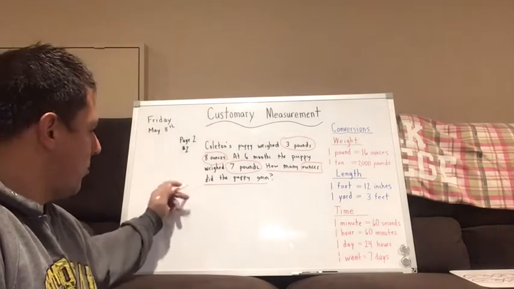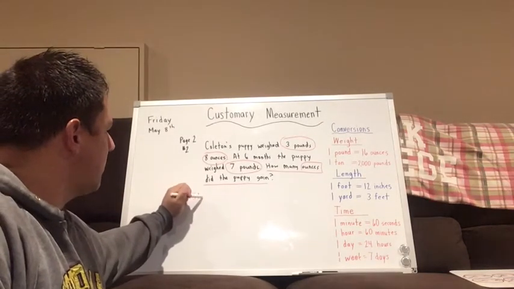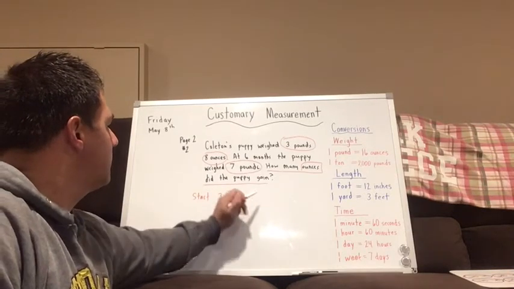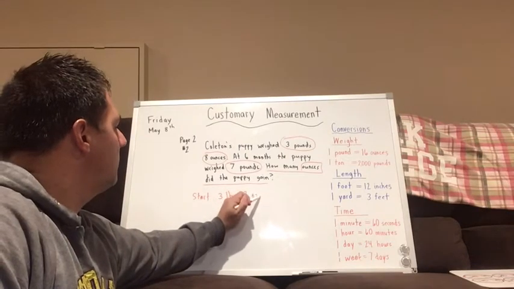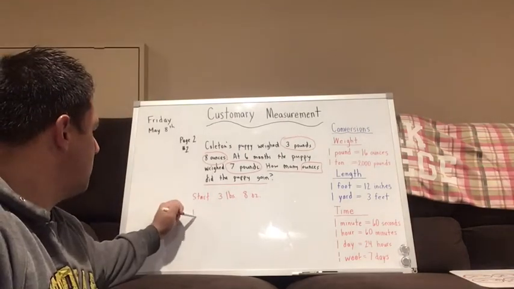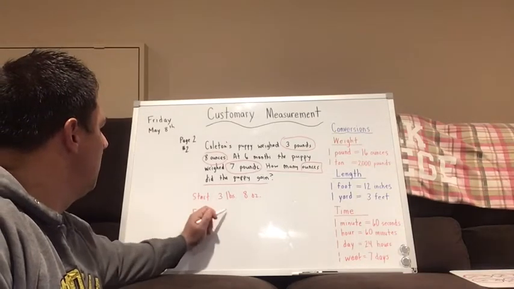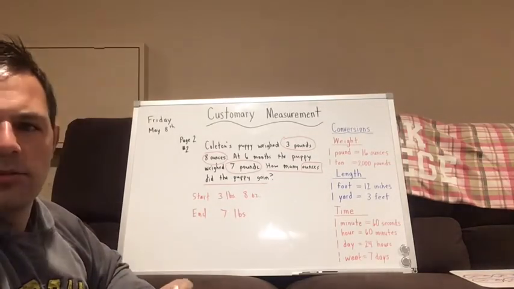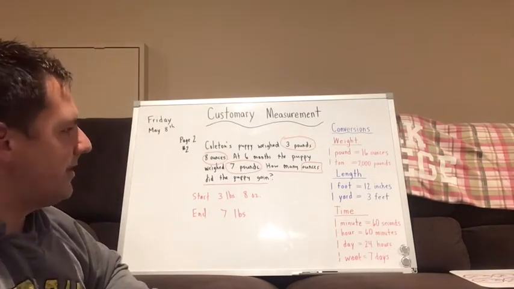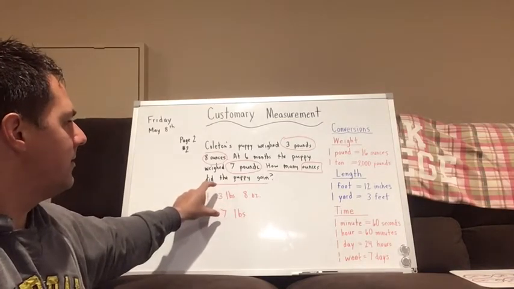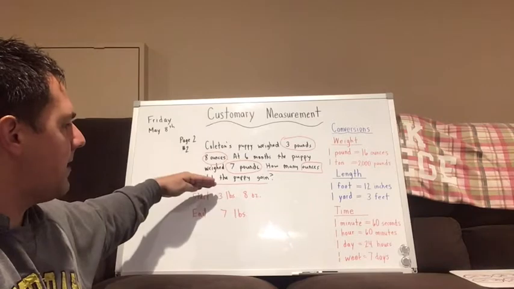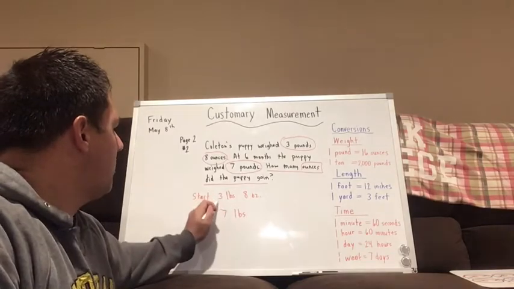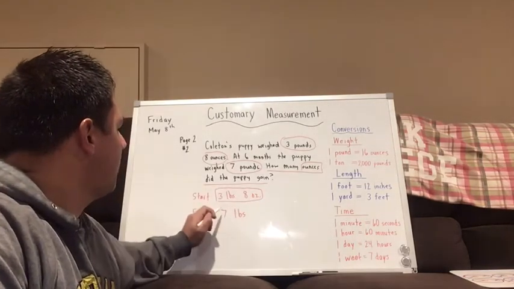So to organize my data, I'm going to put start, which was 3 pounds, 8 ounces, and end would be 7 pounds. We're trying to figure out how much the puppy gained. So this isn't an addition problem. I'm not going to add these two together. I know that the puppy started at 3 pounds, 8 ounces. I know the puppy finished at 7 pounds. We're basically trying to figure out, if this was a tape diagram, I'm going to kind of draw it like this.